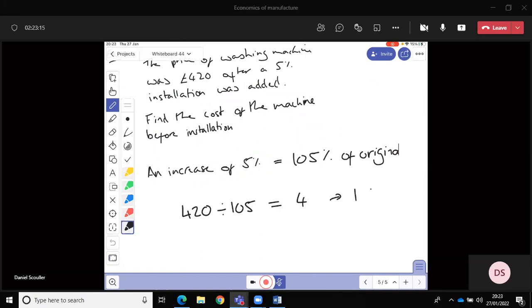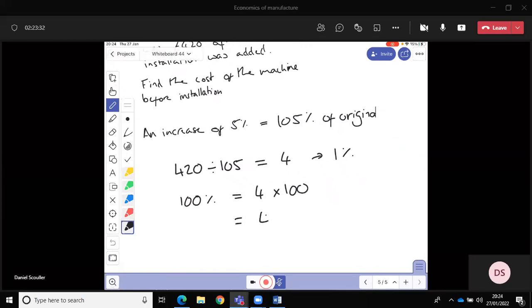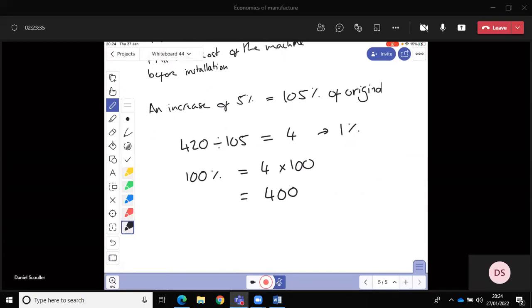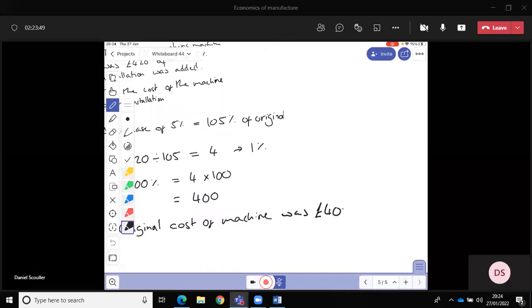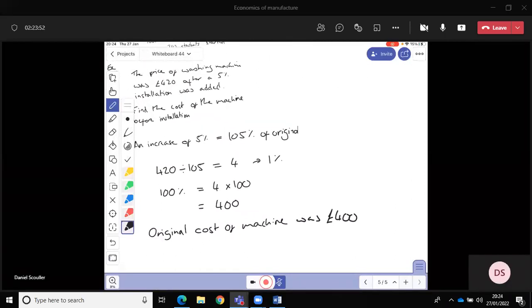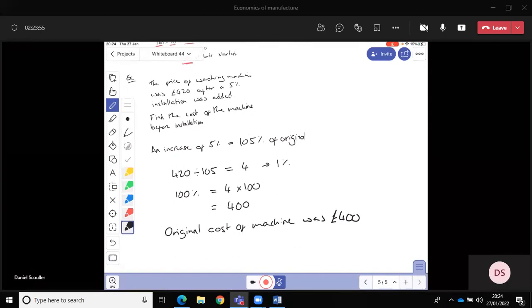So that's our 1%. To find the original price, we're multiplying 4 by 100, so 100%. We take 1% and we multiply that by 100. That gives us 400. So original cost of machine before installation is £400. So that just shows the one where it increased.